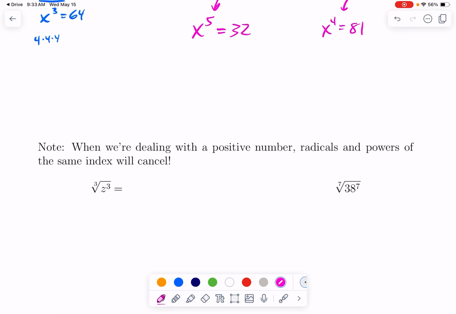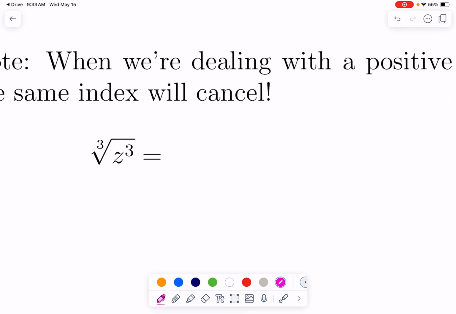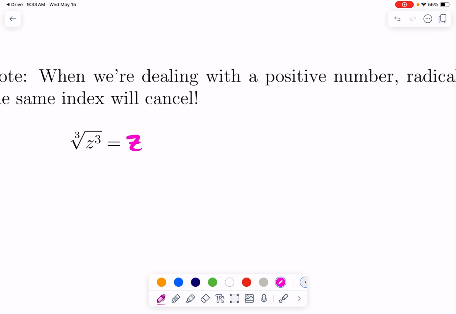And one thing to keep in mind, regardless of how hard you think the numbers are, when you have a power and a root that are at the same level, the same index, they will cancel each other out. So regardless of what z is, if I take z and raise it to the third power and then take the third root of that, the two operations, they're inverse operations. They cancel each other out and we're just left with z.